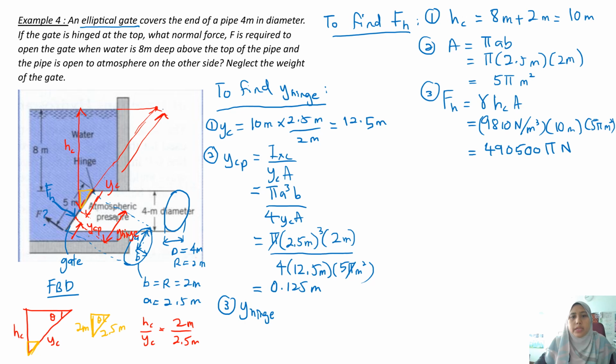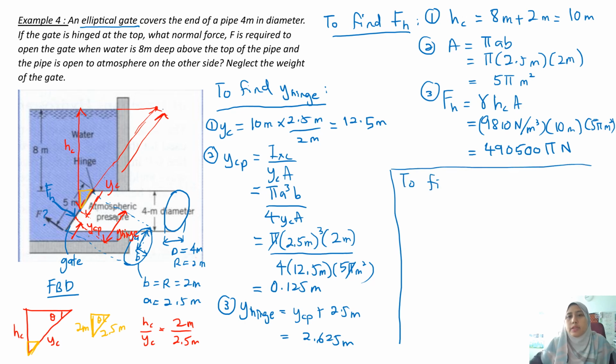Then find Y hinge. So basically Y hinge is YCP plus half of 5, which is YCP plus half of 5 is 2.5. So it's 2.625 meters.